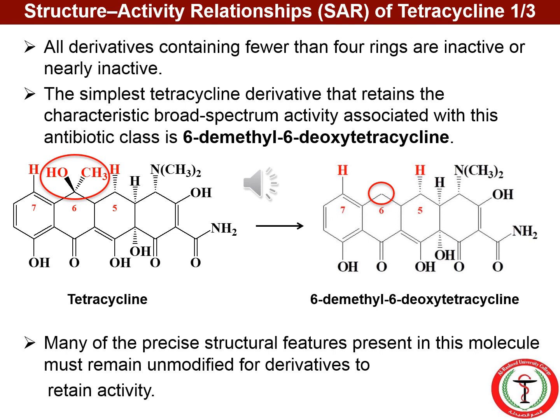Now we'll talk about the structure activity relationships of tetracyclines in the last 3 slides of this lecture. First of all, tetracyclines must have 4 rings to show activity, and anything less than 4 rings will make it inactive. Also, removal of the hydroxyl and methyl groups in position 6 of the tetracycline structure on the left can give 6-demethyl-6-deoxytetracycline on the right, which is the simplest form of tetracycline antibiotic that can show activity.